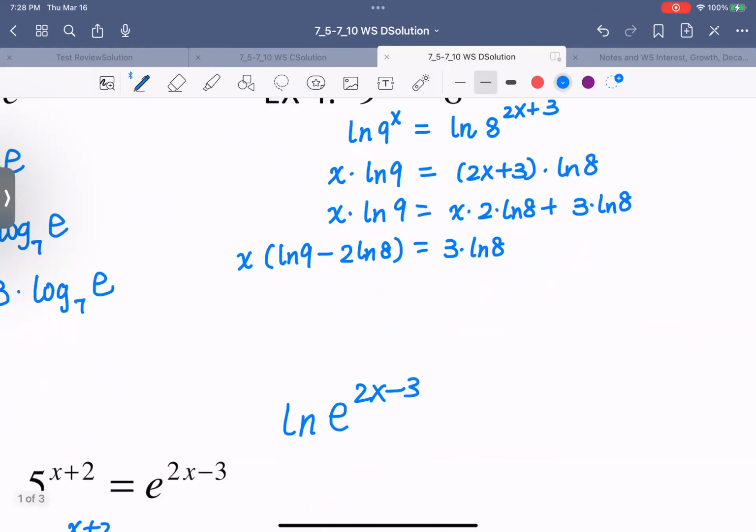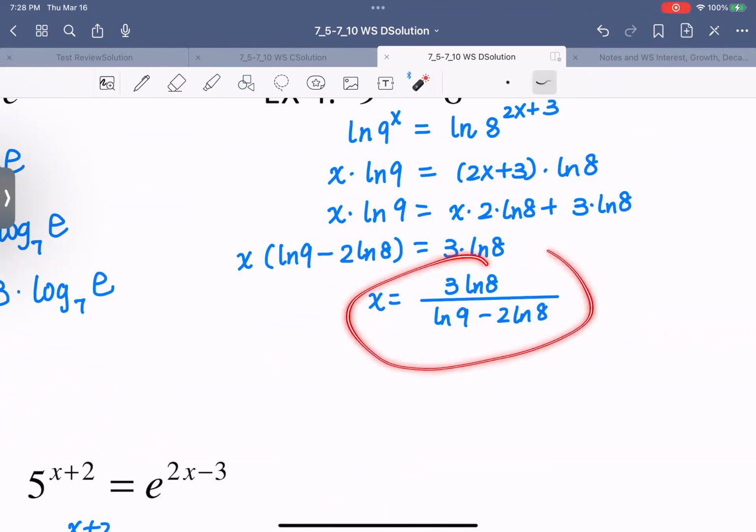And then your x is equal to 3 times ln of 8 over this. Does this make sense? Yes. That's the new thing today.